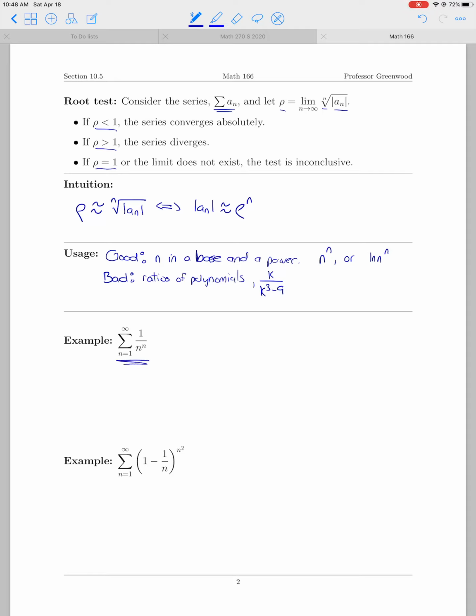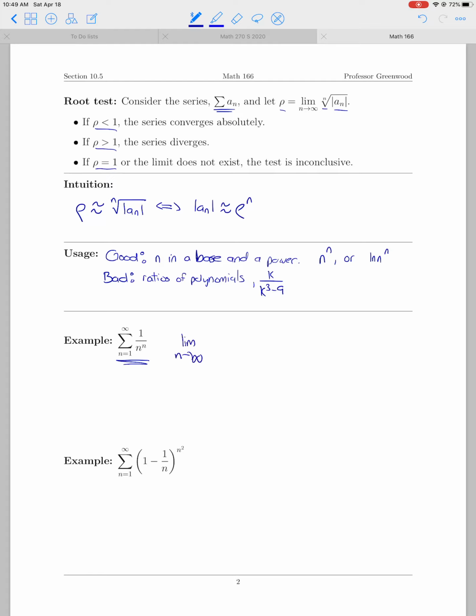For this one, we have the sum of 1 over n to the n. Already, you would be able to show that this converges using direct comparison, because n to the n explodes really quickly. It's bigger than n squared, and so overall we could say that the series is less than 1 over n squared and be done with it. But I want to look again at how the root test would handle this.